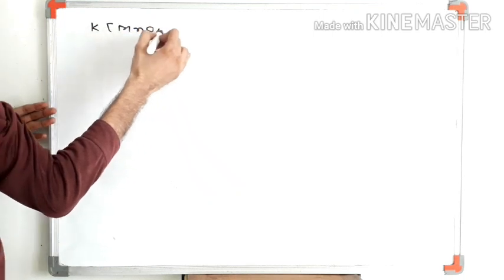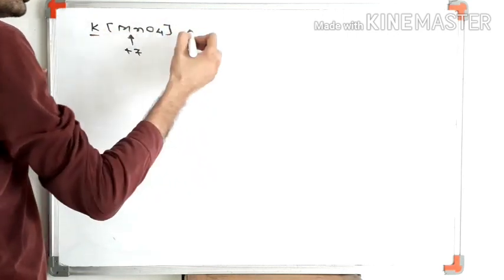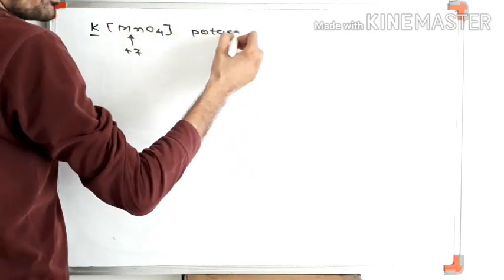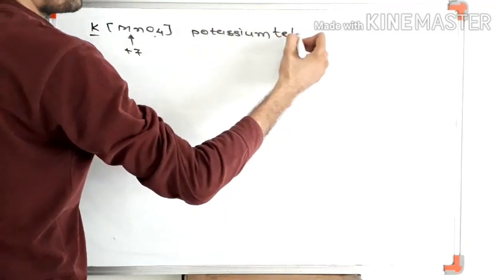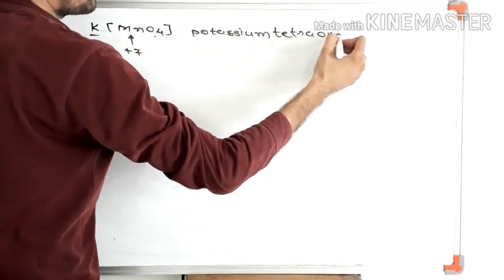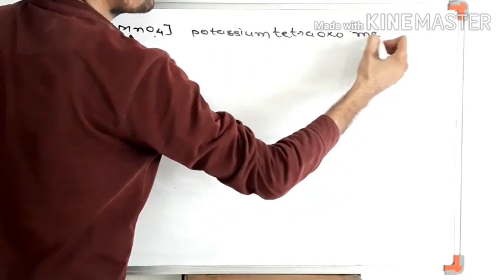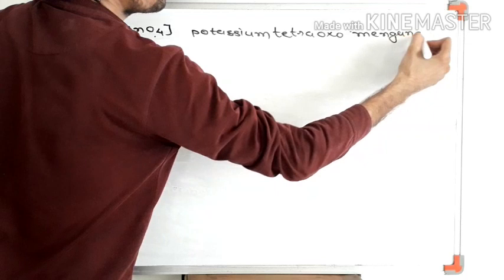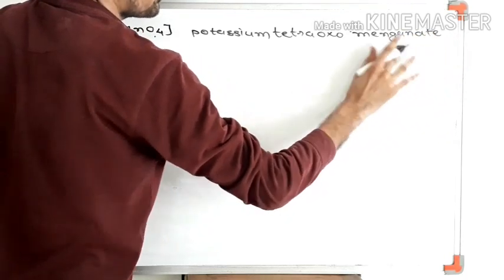KMnO4. The oxidation number should be +7. Then potassium tetraoxomanganate 7.